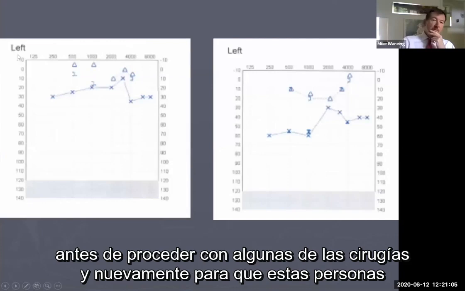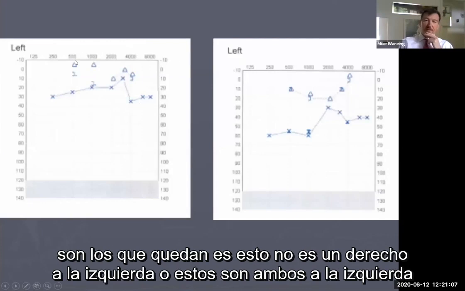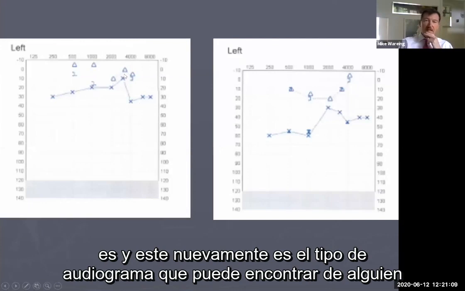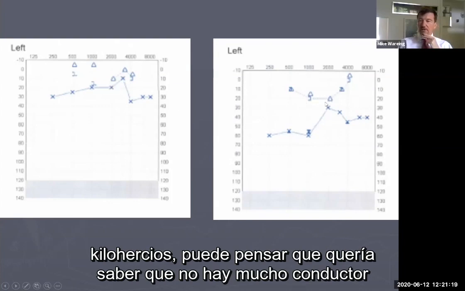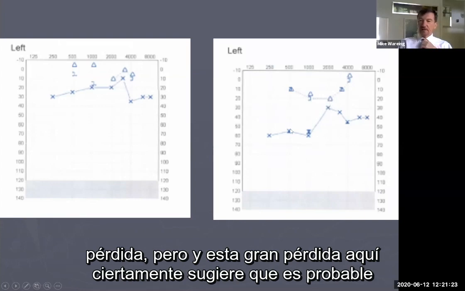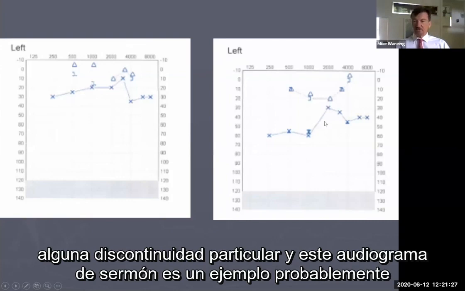And again, these are both left ears. This is not a right and a left ear. These are both left ears. And this again is the sort of audiogram that you might find of someone who's got an intact ossicular chain. Here, this is quite big. So here at 2 kilohertz, you may think, oh well, there's not much of a conductive loss, but this big loss here certainly suggests that there's likely to be some ossicular discontinuity.